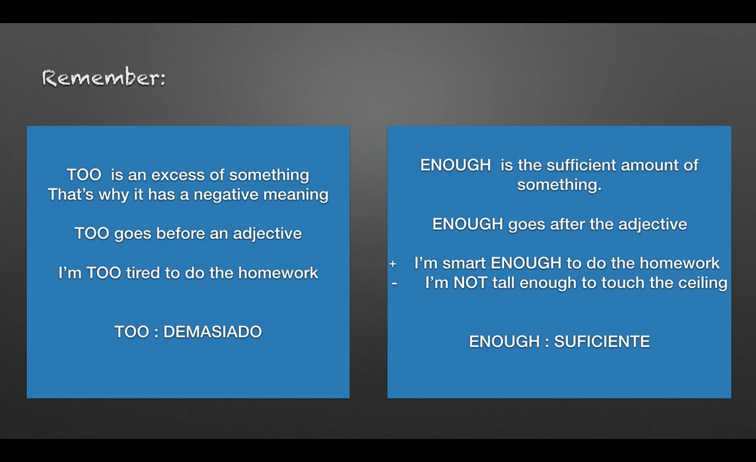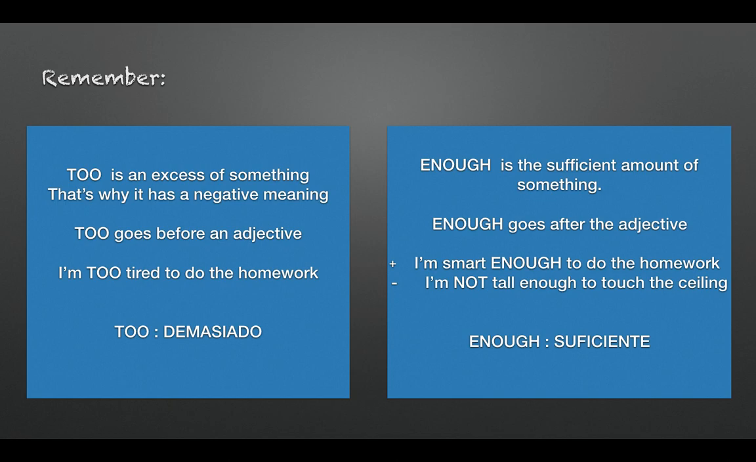Too goes before an adjective. Too va antes de un adjetivo. I'm too tired to do the homework. Estoy demasiado cansado para hacer la tarea. Too is equal to demasiado in Spanish. And on the other hand, we have enough. Is the sufficient amount of something. En la cantidad suficiente de algo.